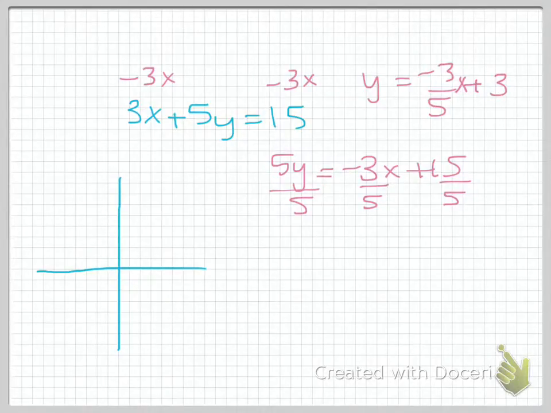So I would start, I'm going to zoom in, I'd start at 3, and I would go down 3, 1, 2, 3, to the right 5, 1, 2, 3, 4, 5, or I could go up 3, 1, 2, 3, to the left 5.